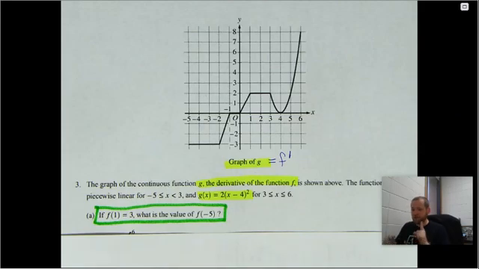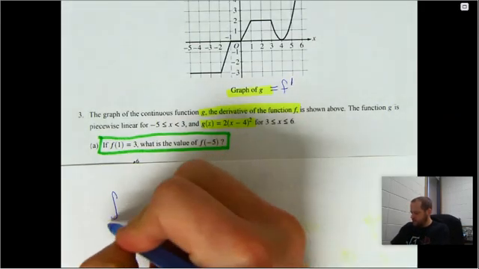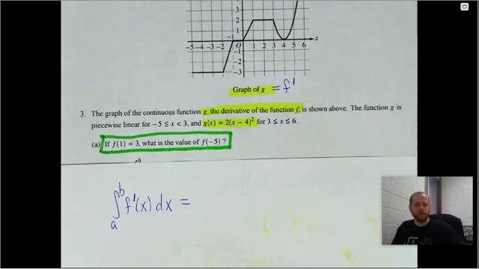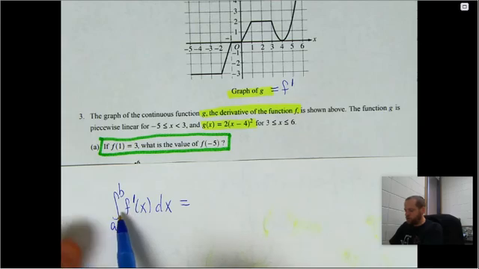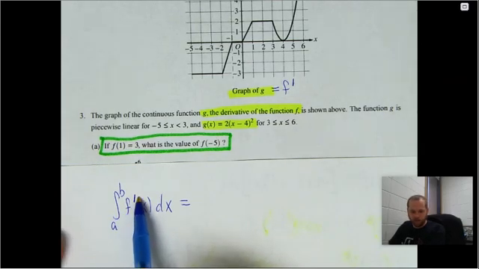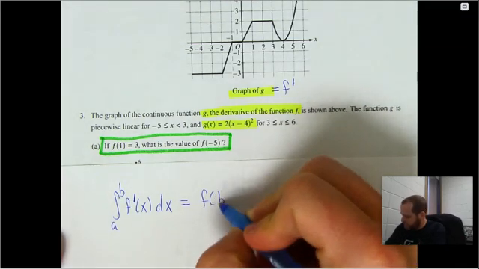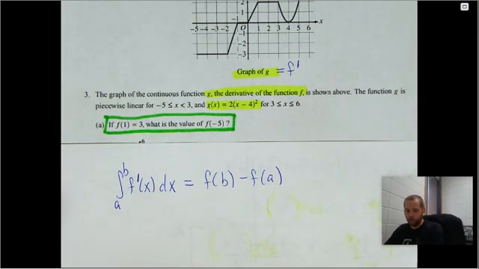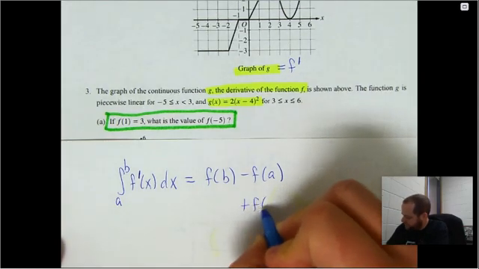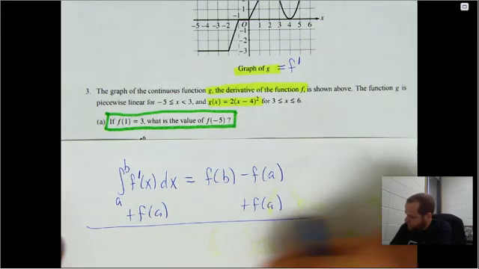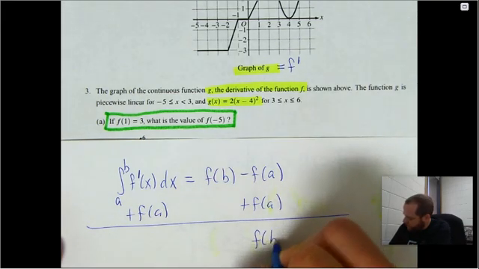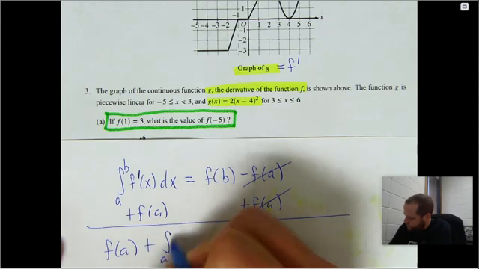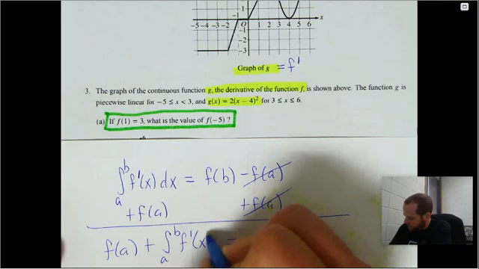So let's pause for a second before we get to it, and let's remind ourselves of the first fundamental theorem of calculus. The first fundamental theorem of calculus says that if you do the antiderivative of the derivative function from a to b, it is f of b minus f of a. So with a very small bit of algebra, we can change this around. I'm going to add f of a to both sides. And I notice that now f of b is actually the same as f of a plus the integral from a to b of f prime.